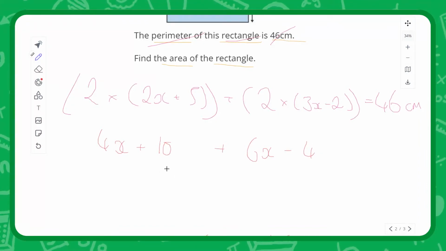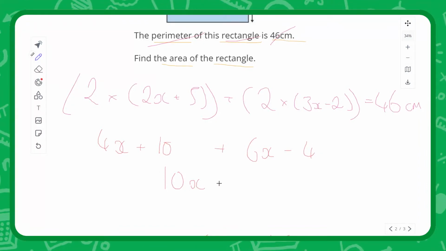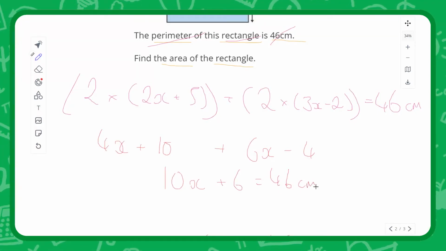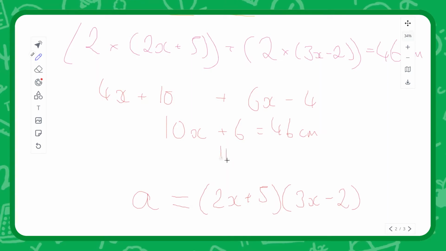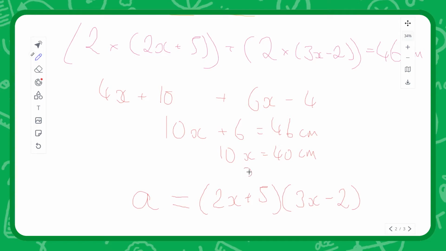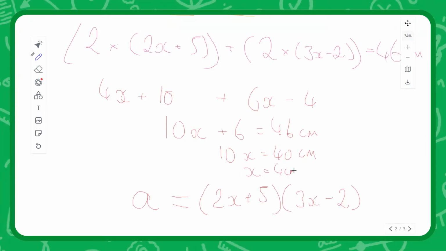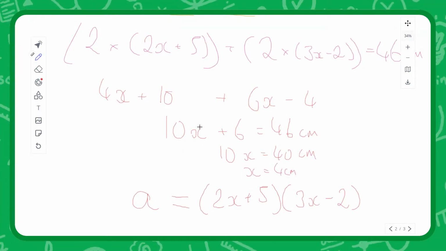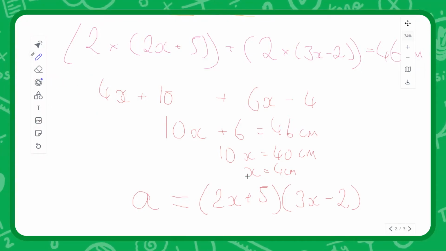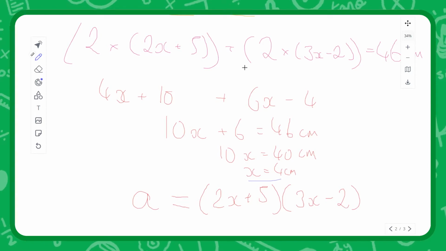And then that means we can combine these. So we've got 10x plus 6 equals 46 centimeters. So then we know that 10x equals 40 centimeters. So we know that x equals 4 centimeters. Okay. Now, we can do this at the end if we want to, but I'm just going to show right now how we could then use this just to double check we have the right answer.